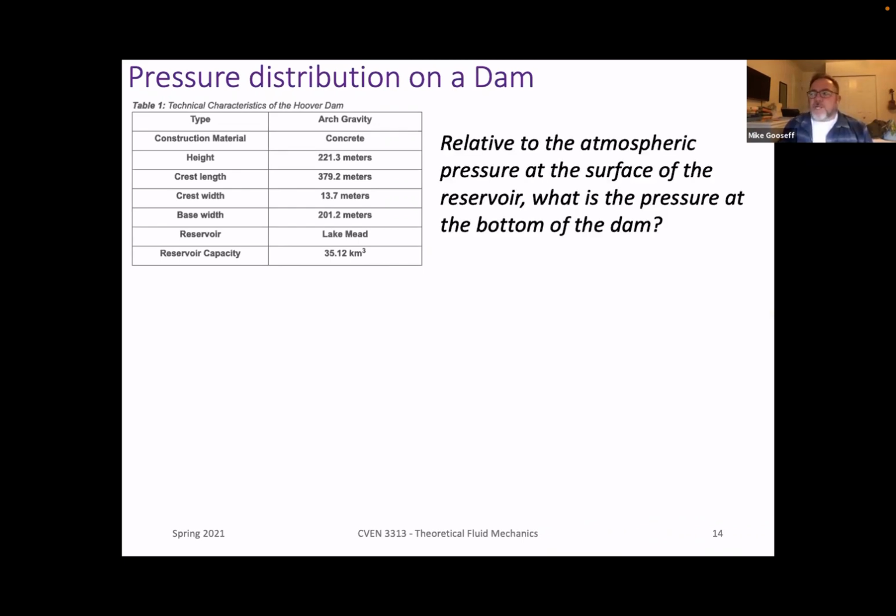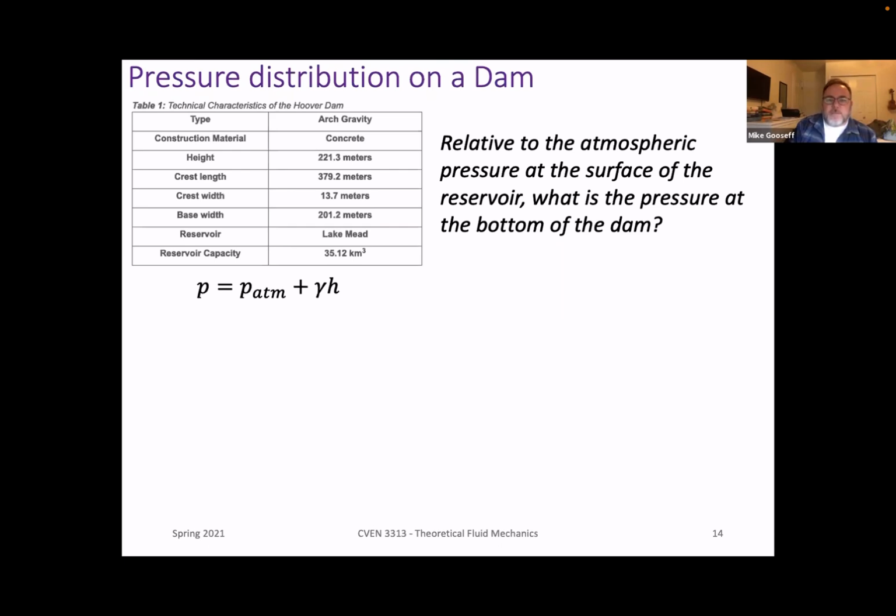All right. Let's ask a question. Relative to the atmospheric pressure at the surface of the reservoir, so in addition to that, what is the pressure at the bottom of the dam? For this question, we're going to assume that the reservoir is completely full. So we're just going to use 221.3 meters. That's kind of the biggest pressure we could have, right, down at the bottom. Otherwise, we're spilling water over the top. So right now we're not at a condition where it is this deep, but let's just use that number as kind of a worst case scenario.